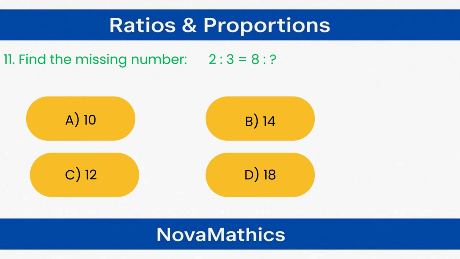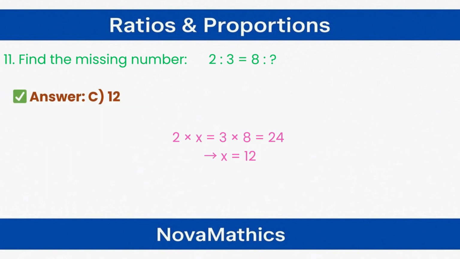11. Find the missing number. 2 to 3 equals 8 to what? Correct answer is 12. 2 times what equals 3 times 8? That's 24. So x is 12.